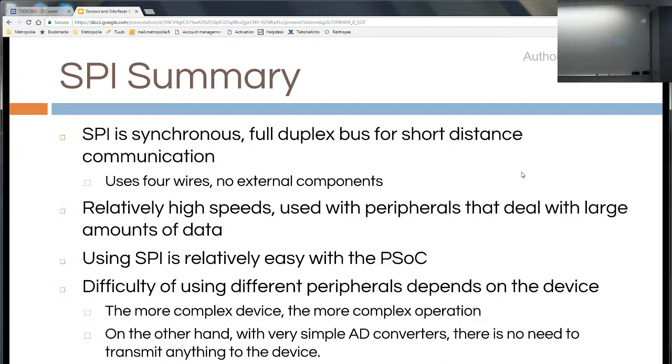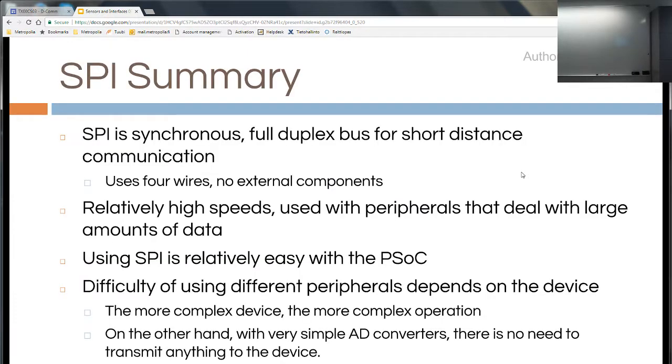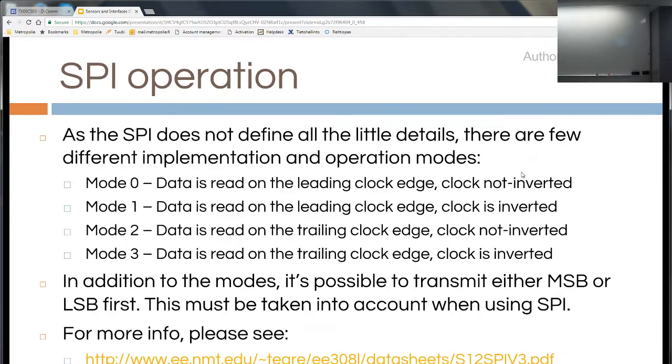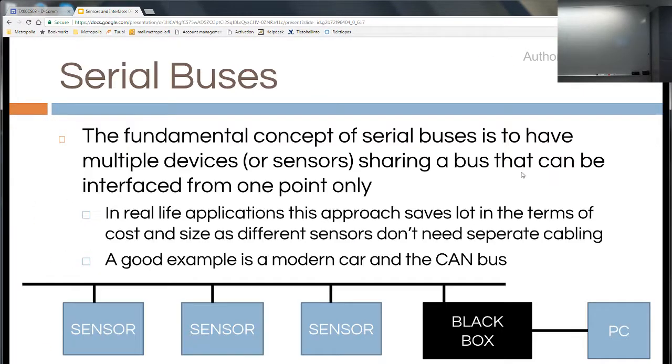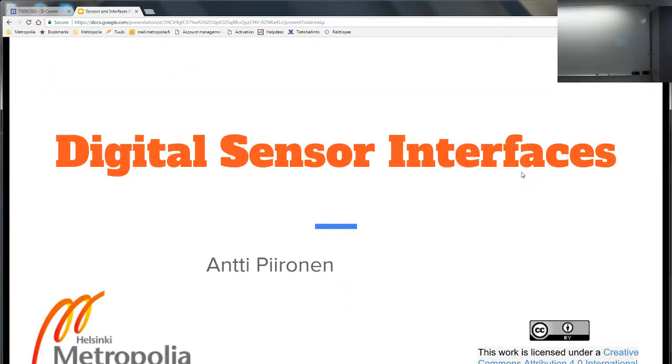And the difficulty, okay, all the devices have their own protocol. So the protocol for how to communicate with the device depends on the device manufacturer's mood. Okay, so that was the serial ports or serial communication on these devices. What was the title? Digital sensor interfaces.